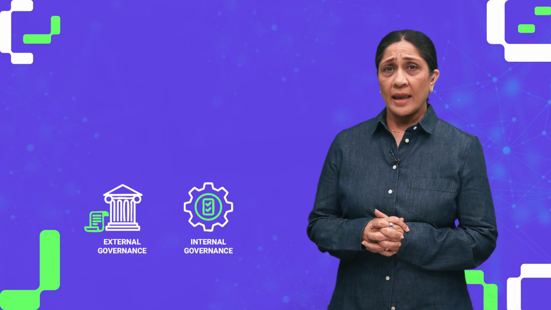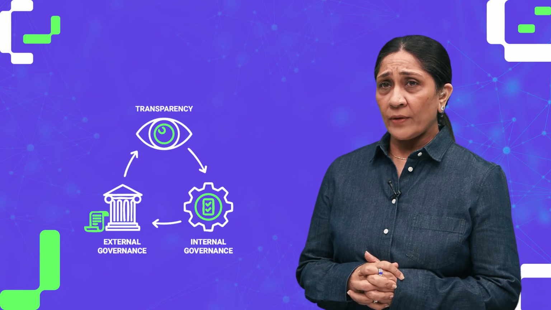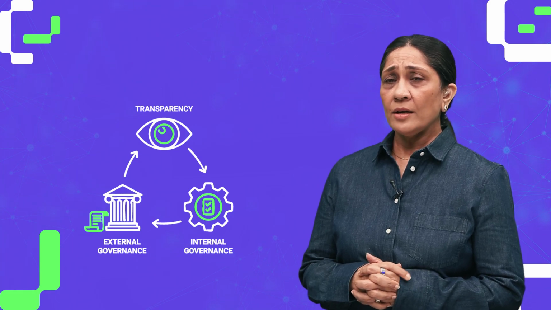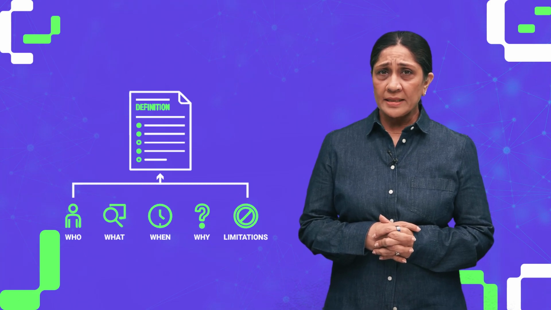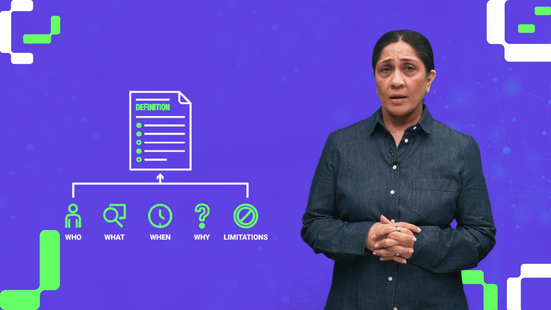Data sheets connect with both the external governance, which includes the laws that regulate AI, and internal governance, which includes the organizational processes that ensure AI remains ethical. By making the process of AI development transparent and traceable, the idea of AI data sheets for datasets was introduced by Timnit Gebru and colleagues in 2018. They proposed that every dataset should come with documentation describing how it was created, who collected it, what it contains, and what its limitations are.